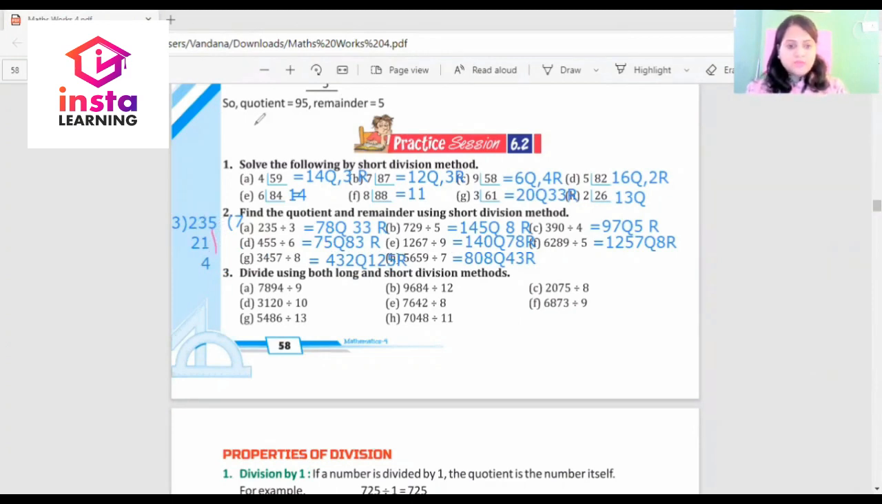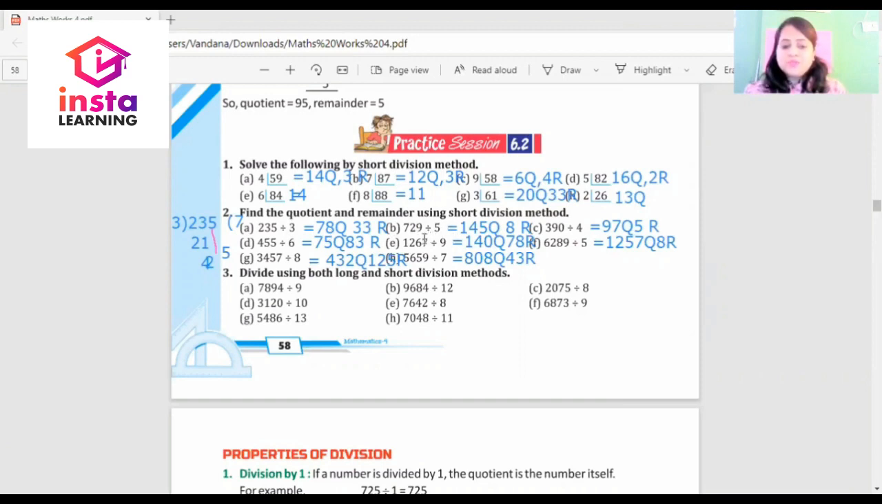So write number 5 here, and then you have to count 3 8s are 24. 25 minus 24 is equal to 1. So you have to write here number 1. And then you will get the answer 25. So your answer is 78 is your quotient and 1 is your remainder.